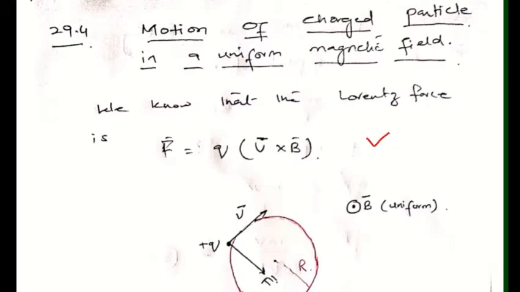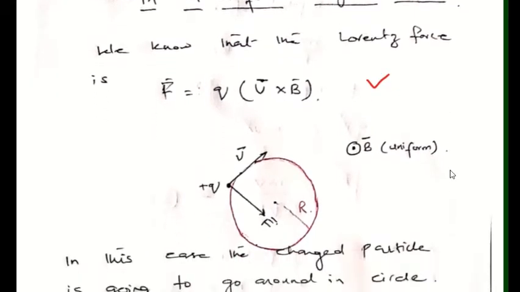Now suppose that we have a charged particle, that is plus q, and we release this charged particle at a certain angle, as shown in the figure, and the direction of the magnetic field is coming out of the plane, that is, coming out of your laptop screen. When the velocity is in this direction and the magnetic field is coming out of the plane, then the direction of the force will be in this direction.